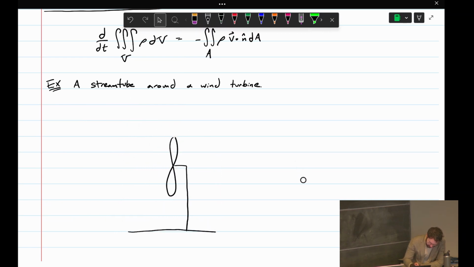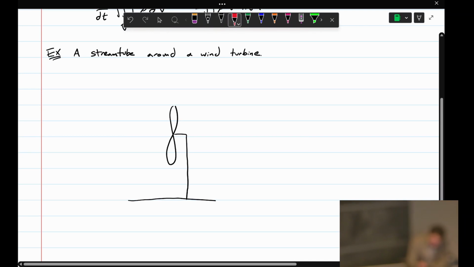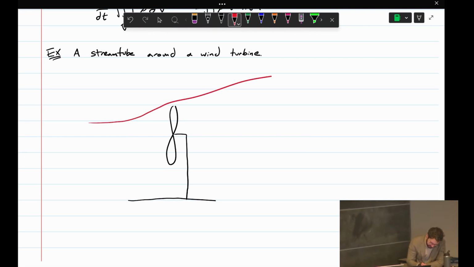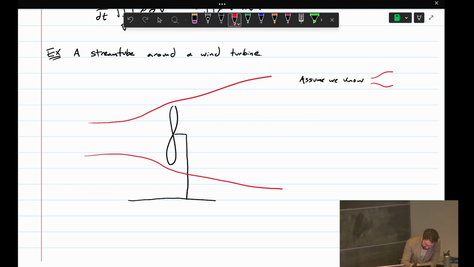Okay, so let's say we know the location of a stream tube around this wind turbine. Say it does something like that. So assume we know the red line part is a stream tube. That's the first thing we're going to say we know.